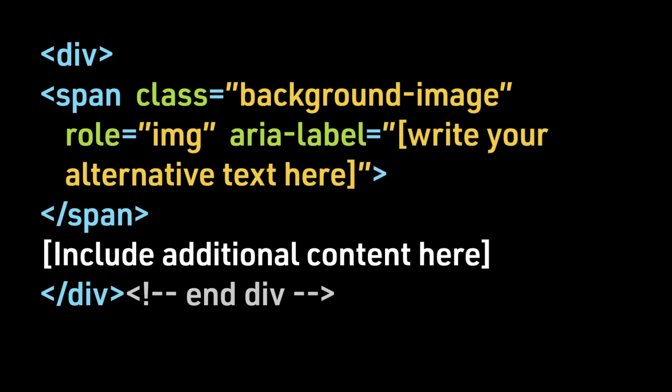This is how this would appear. Opening div tag, opening span tag, class equals "background-image" in quotation marks, role equals "image" (img) in quotation marks, aria-label equals "write your alternative text here" in quotation marks, end span, include additional content here, end div.